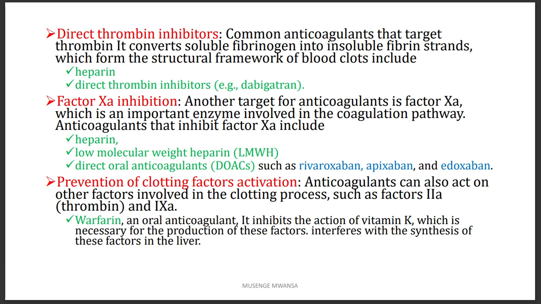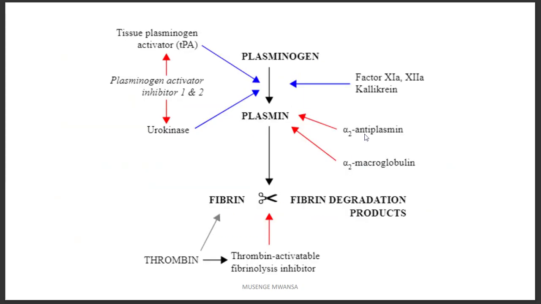So apart from factor 4, of course, and factor 3, because factor 4 is the calcium, factor 3 is a tissue factor. These are produced from different places. The tissue factor is produced in the tissue. Factor 4, which is the calcium, is produced in the plasma. But the others are going to be produced in the liver. So that is going to affect their production. So basically, this is a summary of the anticoagulation process.